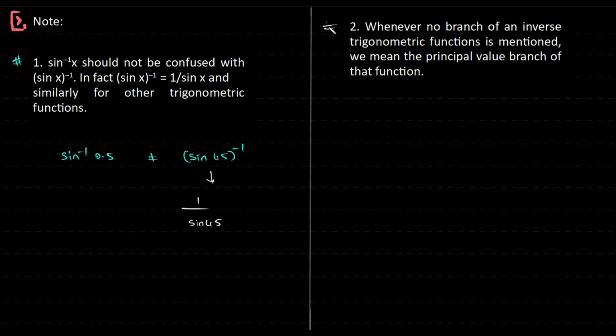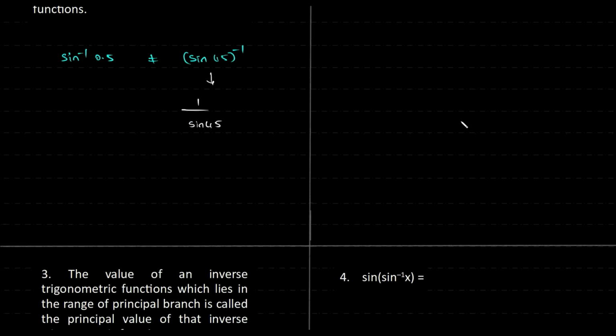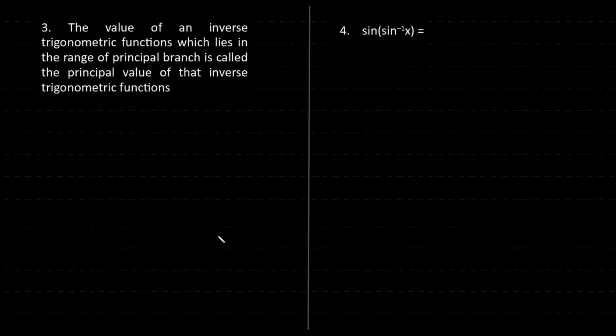Okay, next thing. Whenever no branch of an inverse trigonometric function is mentioned, we mean the principal value branches of the function. So we have to always keep this in mind and calculate for this. So basically, we have to get the answer in these terms. That's what they mean. Then the value of an inverse trigonometric function which lies in the range of the principal branch is called the principal value of the inverse trigonometric function.